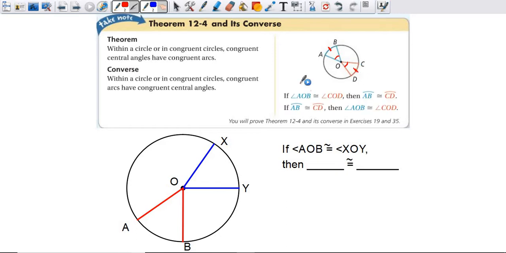All right, so we marked that, and then we've got some information here, which is basically what we marked. Angle AOB and COD is what we marked right here. So then we marked the arcs AB and CD, and then vice versa, okay? So let's try this example down here, which says if angle AOB is congruent to angle XOY, so I'm given that these are congruent, then I would know that arc AB is congruent to arc XY.